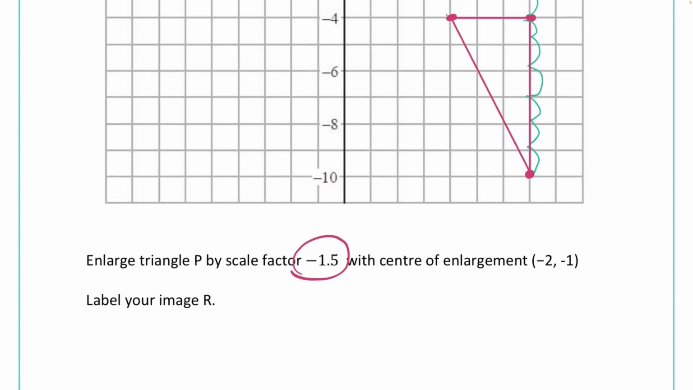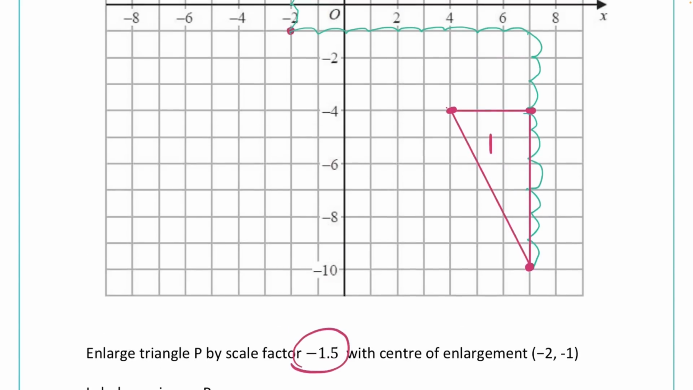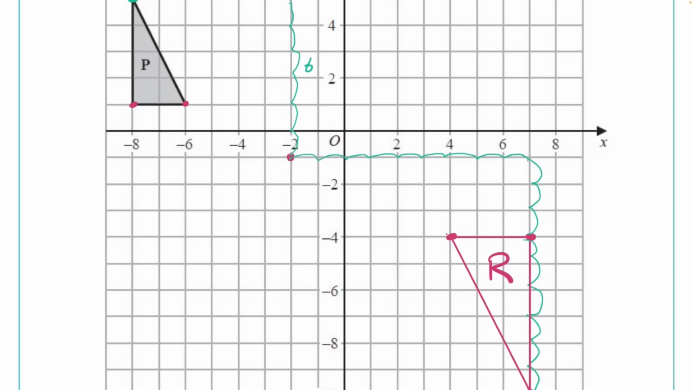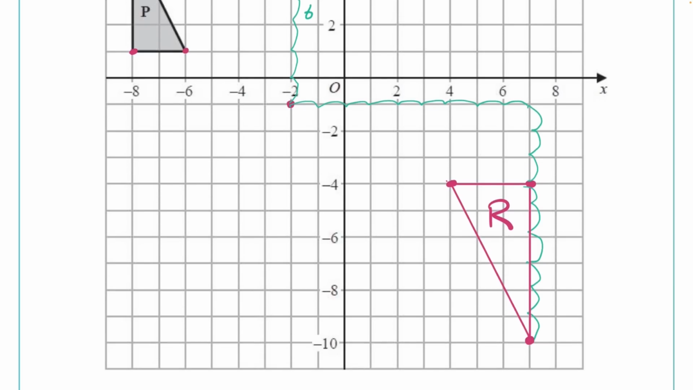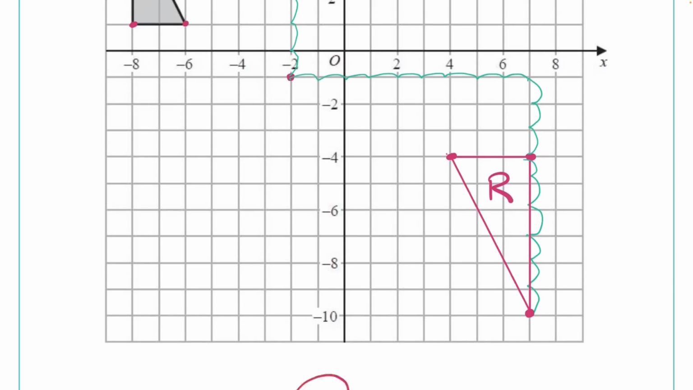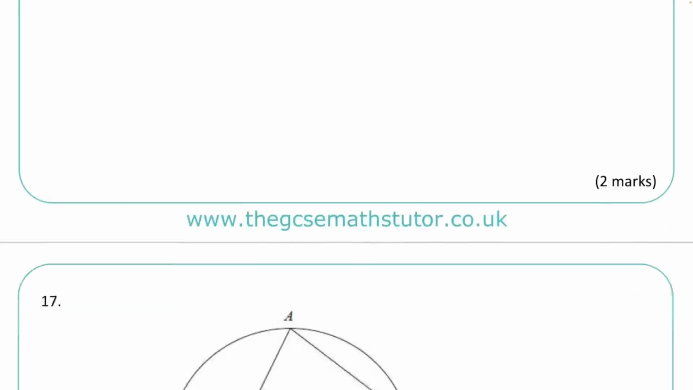And it did say, label your image R. So I just want to put a really nice clear R in there. And there we go. There is my enlargement by a negative scale factor. And there we go, on to our next question.